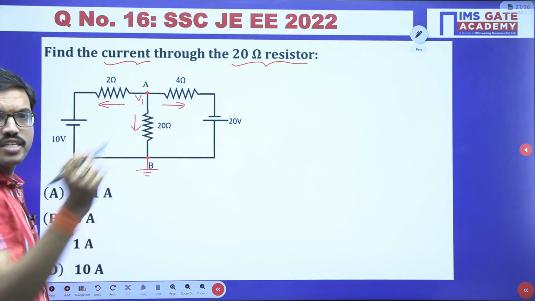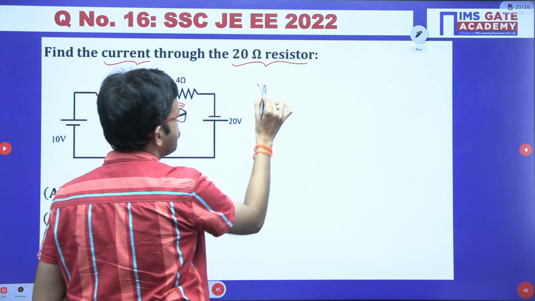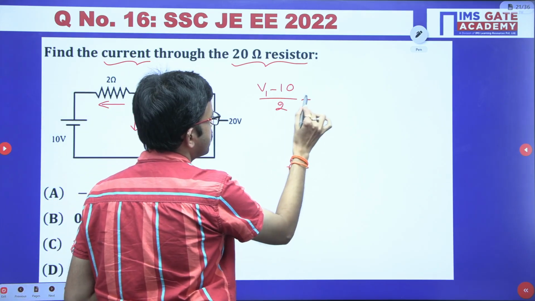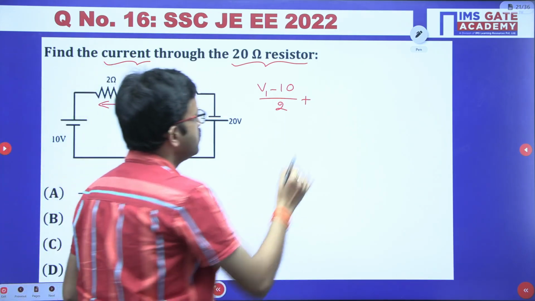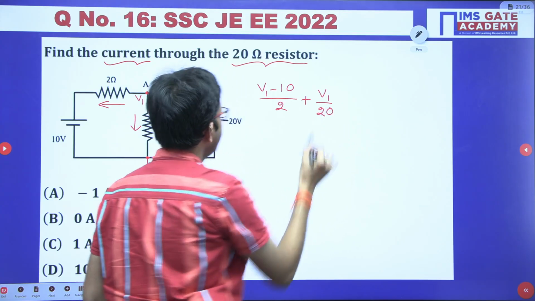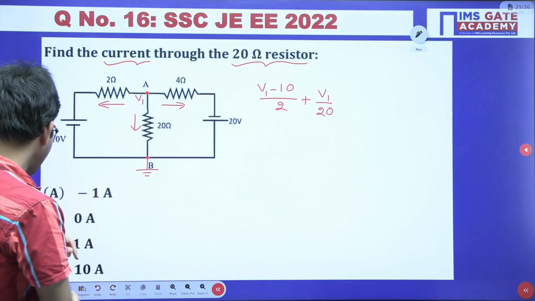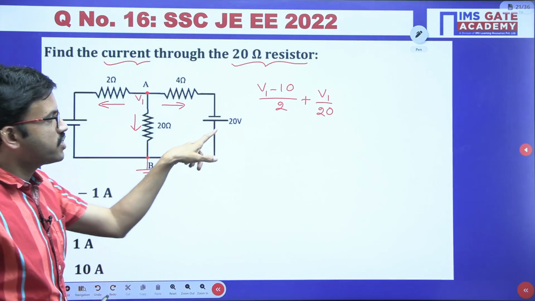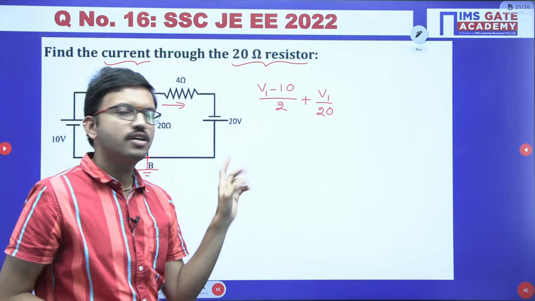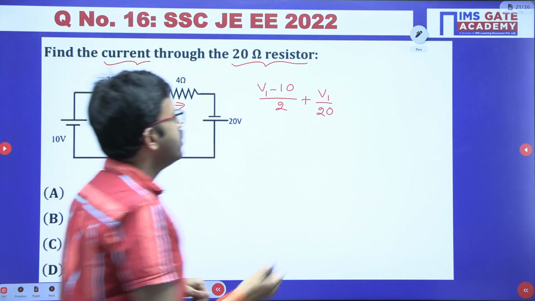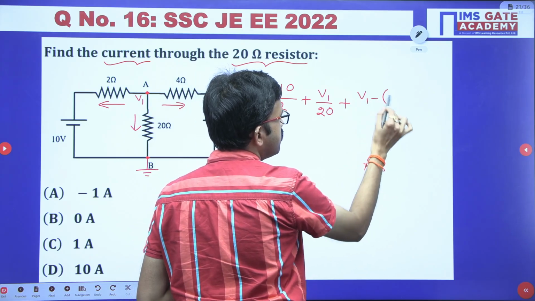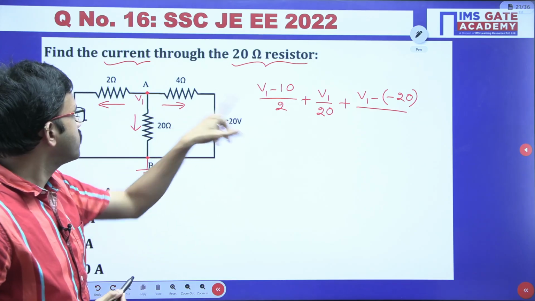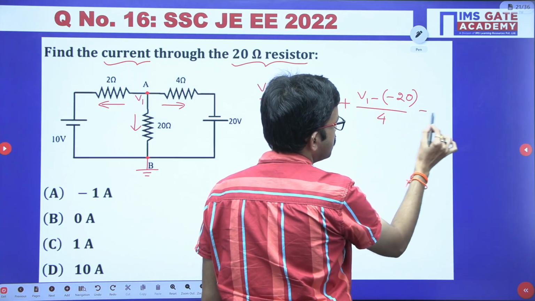Once again you can apply nodal equation. V1 minus 10 divided by 2 plus, in this branch V1 divided by 20, and now you can observe just like in the earlier question I have discussed, this minus 24 volt I have kept here. Like that here you are having. When you are having like this, you won't get any confusion, right? V1 minus of this voltage, minus 20 divided by 4 is equal to 0.